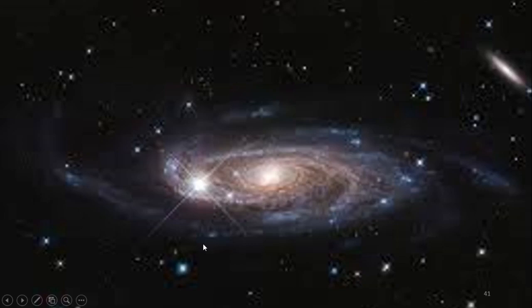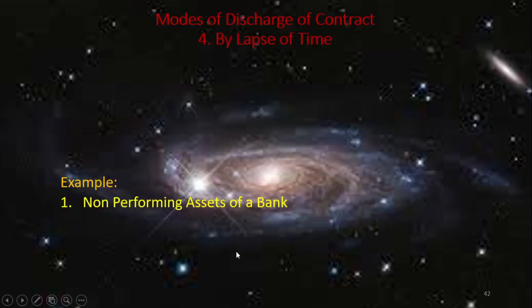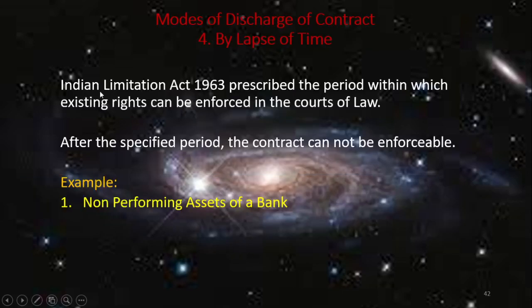So these are all the categories of impossibility of performance. So here we have completed discharge of contract by performance, by mutual agreement, and by impossibility of performance. And the next one, by lapse of time. So, lapse of time, we can close or discharge a contract.